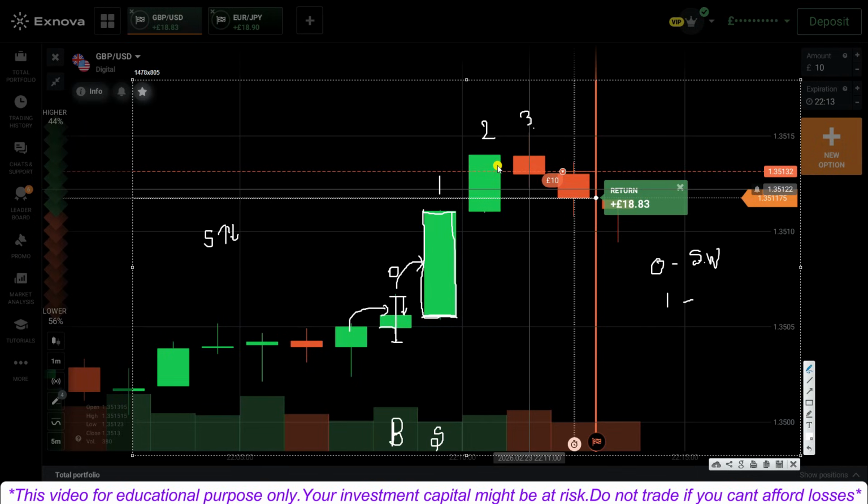Okay, now coming back to the second candlestick. In the second candlestick, what happened? Sellers are weak, which means low volume.